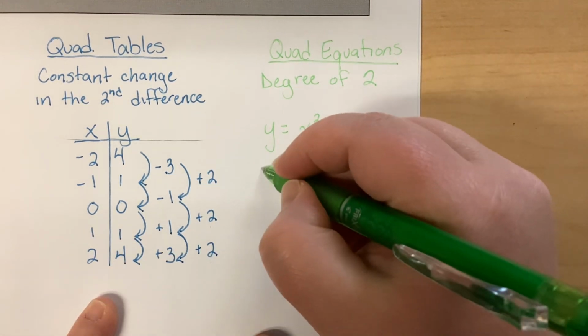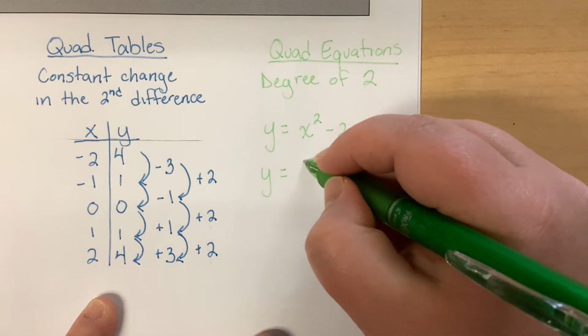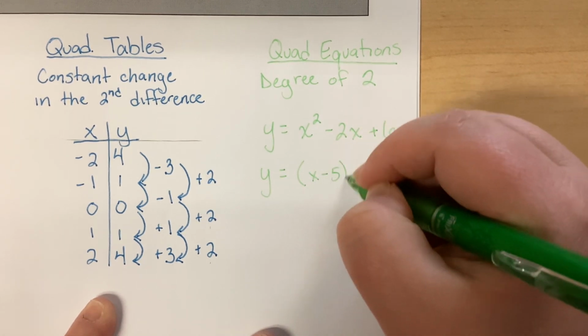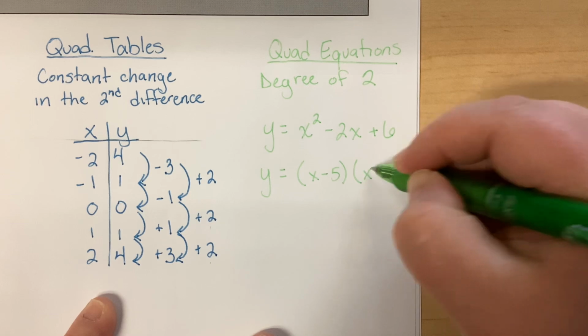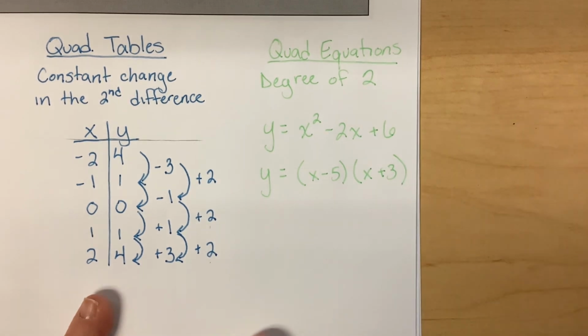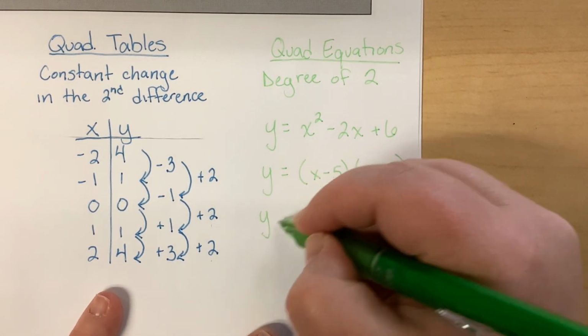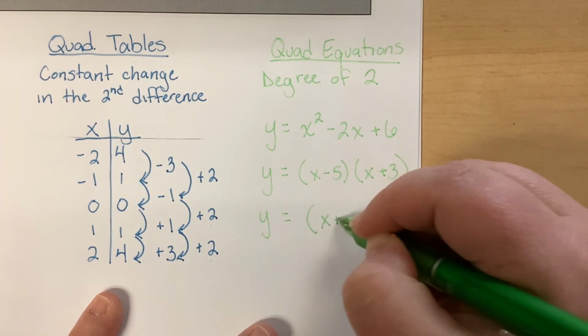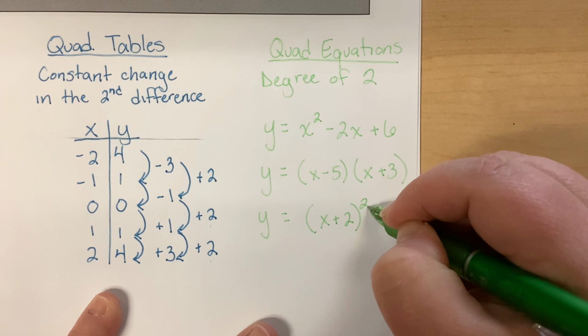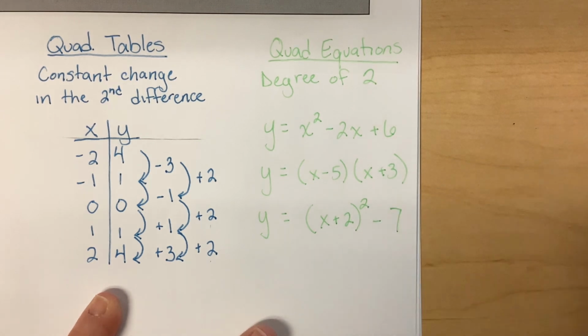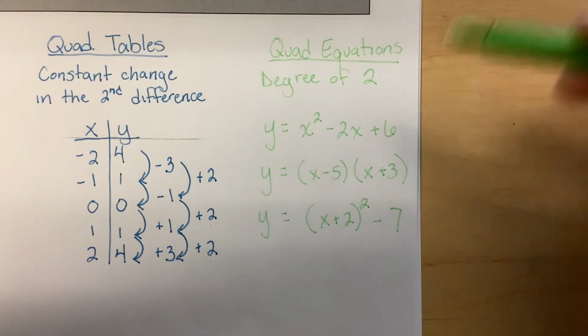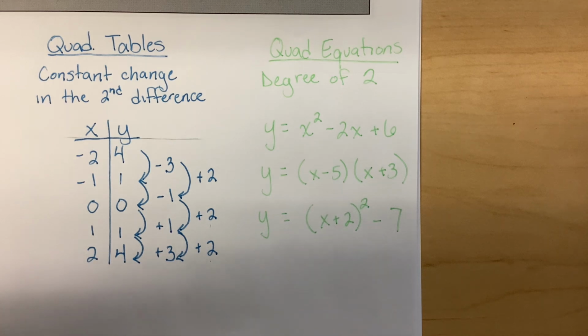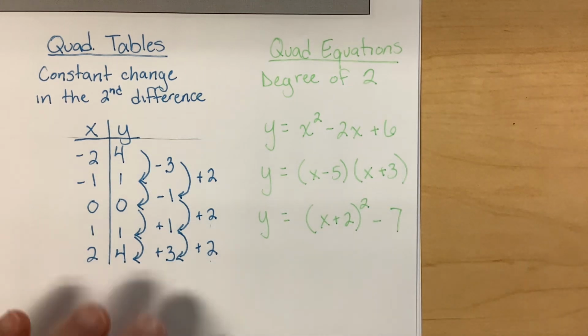There's also something called factored form. So that would be like (x minus 5) in parentheses times (x plus 3). And the final form that we don't talk about too much is called vertex form. So that's where you would have something like (x plus 2) squared minus 7. That is vertex form. All 3 of these are examples of quadratic equations. So let's practice.